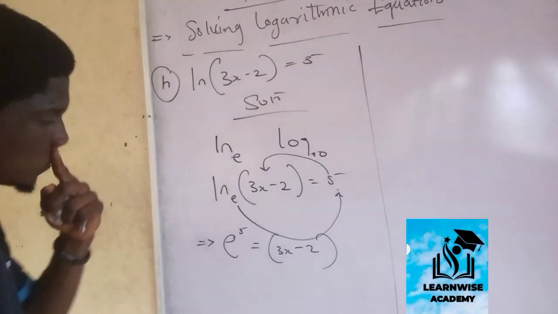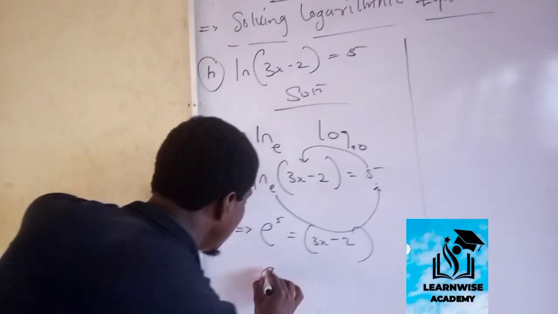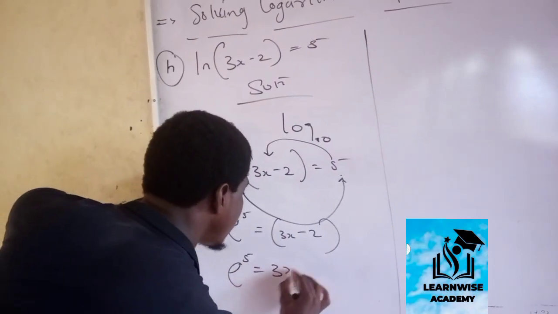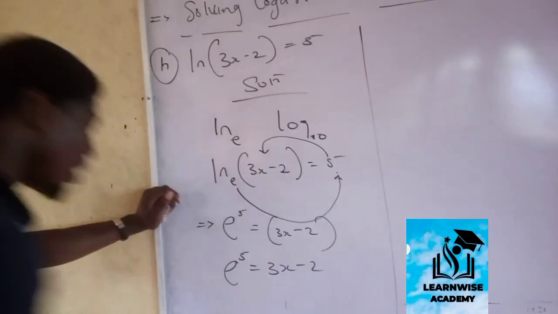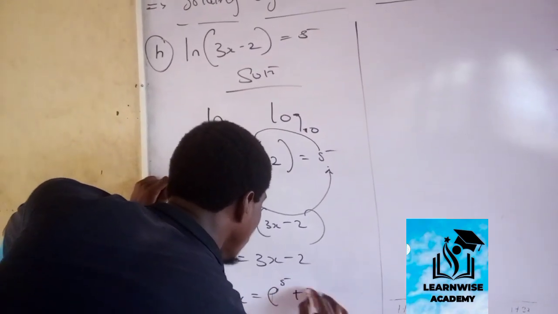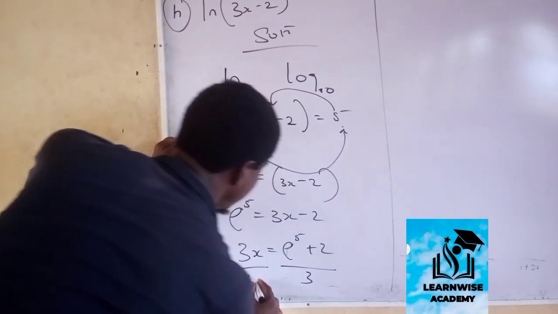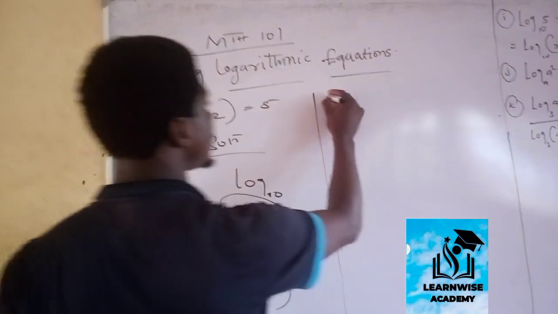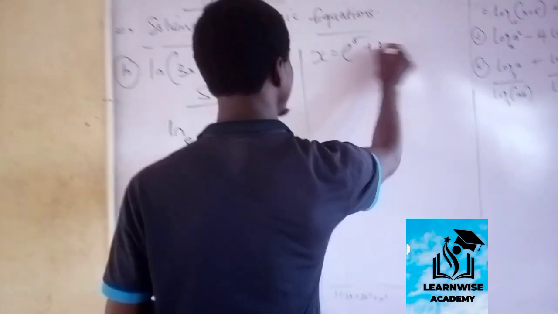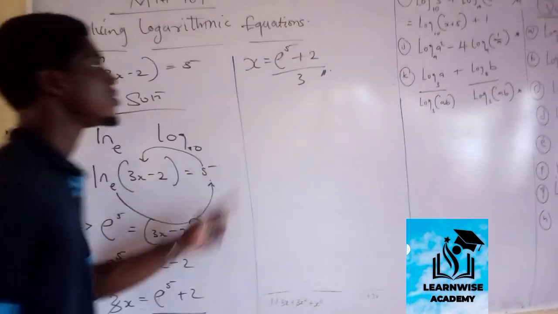Now for us to resolve this, how do we solve for x? We simply have that e raised to the power of 5 is equal to 3x minus 2. 2 comes over, so we have that 3x is equal to e raised to the power of 5 plus 2. We can divide both sides by 3 for us to get our x. So 3 cancels out here and here. We have that x is simply equal to e raised to the power of 5 plus 2, all over 3. So this is my answer for this question.